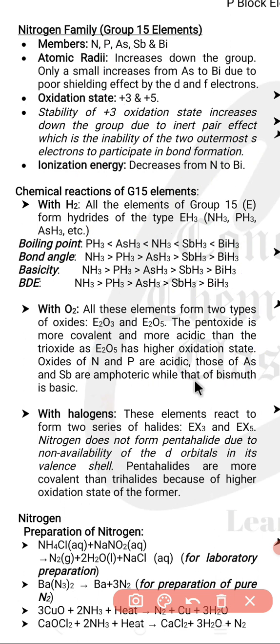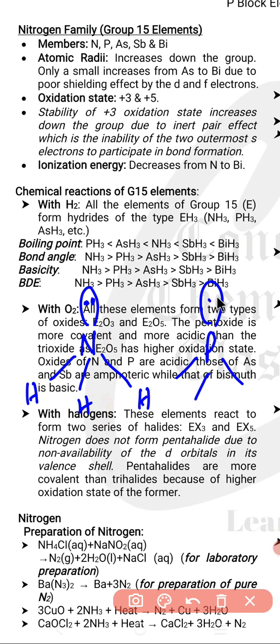Okay, now the next property is bond angle. Bond angle has a regular trend, that is, the bond angle of NH3 is largest. This is because of the structure of NH3. Let me give you the reason for this order. Suppose this is PH3. Bond angle is the angle between two bonding pairs. This is a bonding pair, this is another bonding pair, and the angle between these two bonding pairs is called bond angle. Here also this is the bond angle, right?